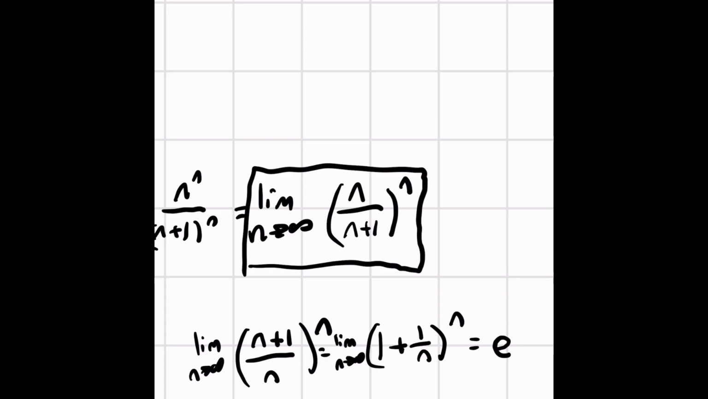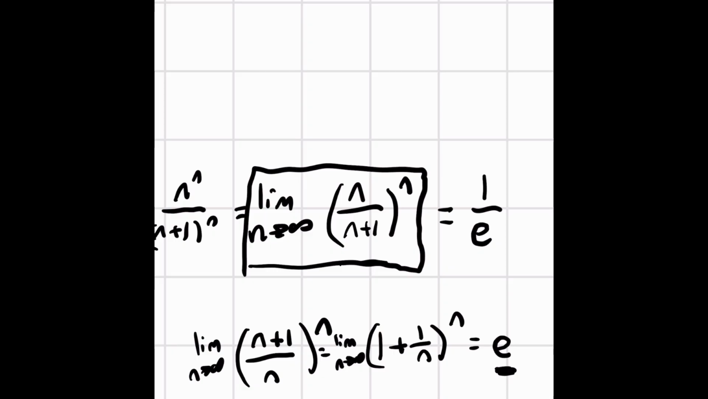It turns out that (n plus 1 over n) raised to the nth power is just equal to e. Well, how does this compare to that? It's just the reciprocal, right? This is n plus 1 over n. This one that we're considering is (n over n plus 1) to the n. So this is just the reciprocal. It turns out this number is just 1 over e.